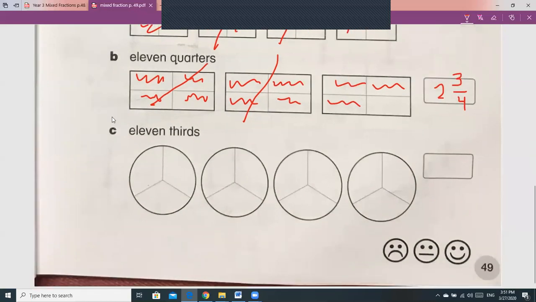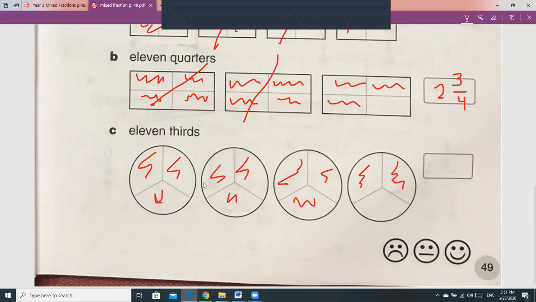Here, I have to color 11 thirds. Each shape is divided into thirds. When I divide into 3, the 1 is a third. 1, 2, 3, 4, 5, 6, 7, 8, 9, 10, 11. Let's write it. Okay, please pause and make this alone and then come and see if it's correct or not.